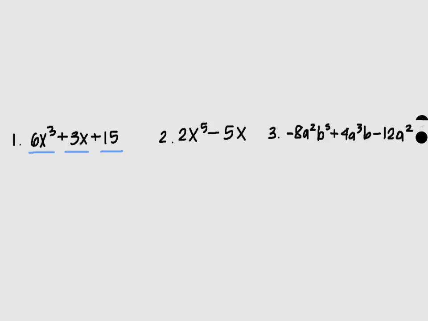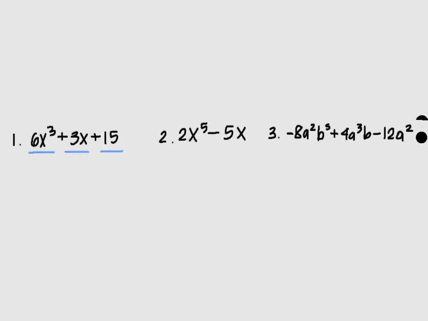So we see that the variable x exists in both the first term and in the second term. So x is a factor of 6x cubed and 3x. However, it does not exist in the last term, 15. So that means that we cannot factor out an x because it does not exist in all three of the terms.